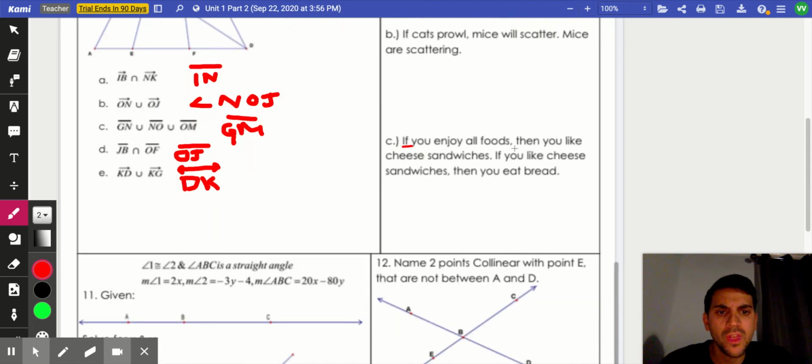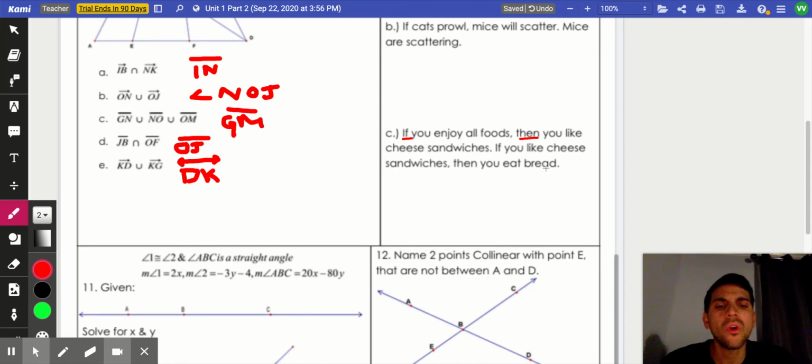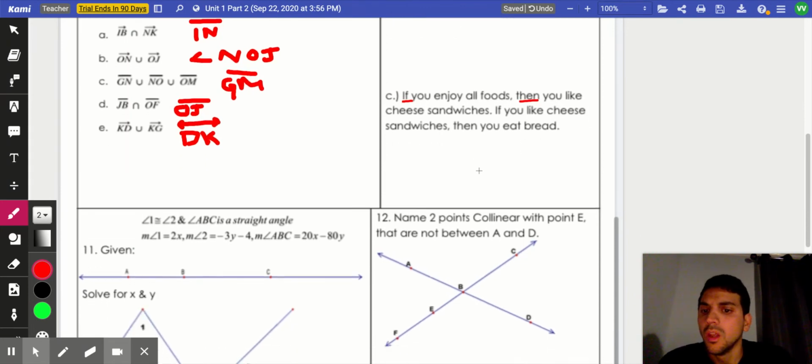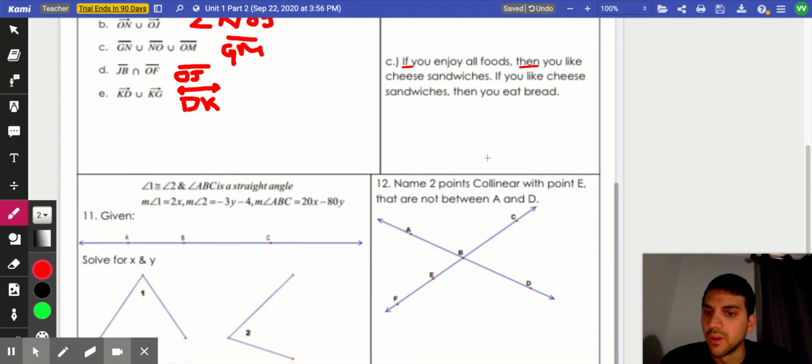C is another if-then statement. If you enjoy all food, then you like cheese sandwiches. If you like cheese sandwiches, then you eat bread. So let's think about this. You enjoy all foods, you like cheese sandwiches. Well, if you like cheese sandwiches, then you'll eat bread. So if you enjoy all foods, you will eat bread. Okay? That's a conclusion you can make.